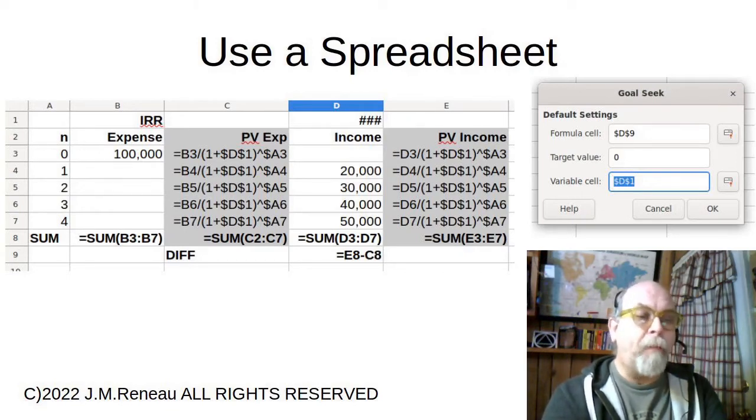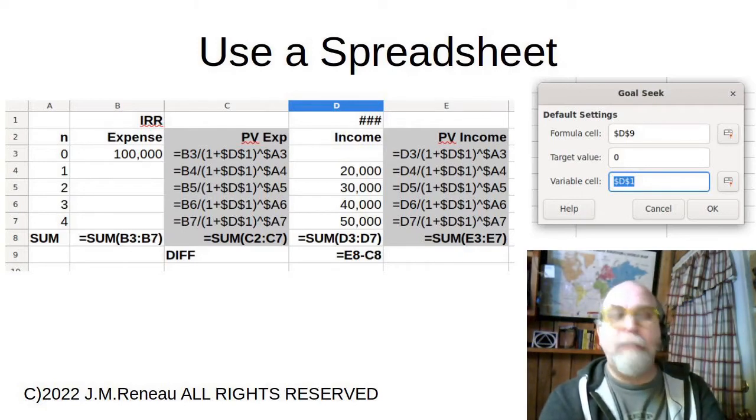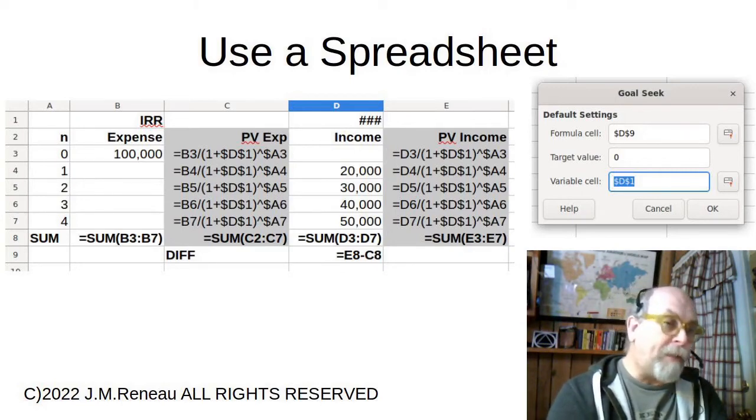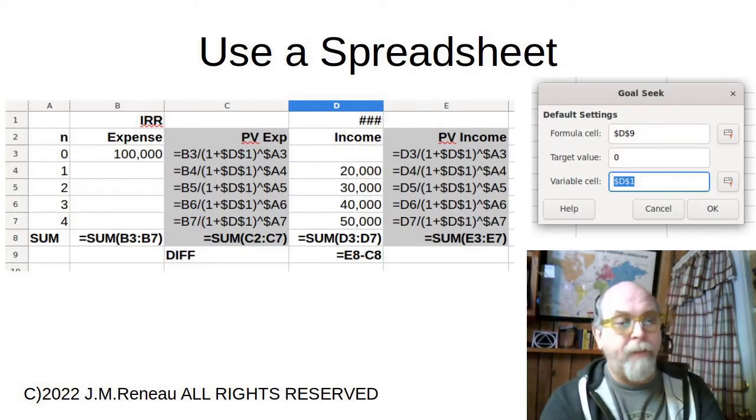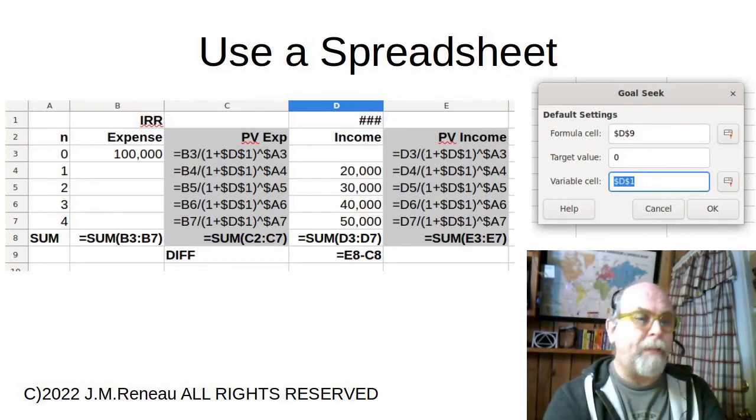So the last formula, the formula I want to be equal to 0, the difference, is in cell D9, and I tell it I want that to be targeted at 0. Find the internal rate of return where the present value of the expenses equals the present value of the incomes. That's how we calculate internal rate of return. Remember second slide. So I then put in the formula cell the target value, and then I say, well, the variable cell is the interest rate, and that's in cell D1. So we're going to find the internal rate of return.